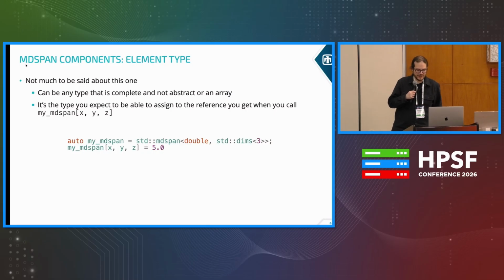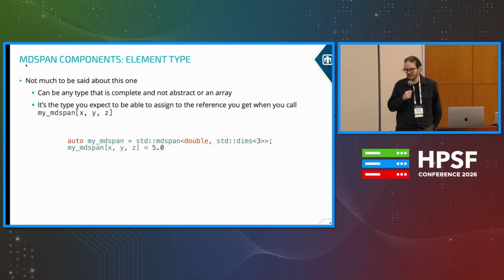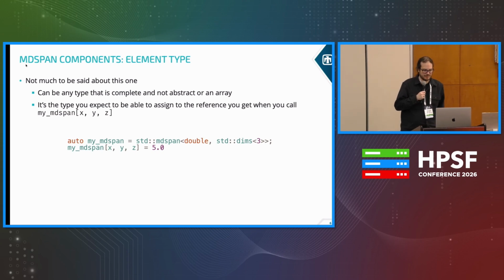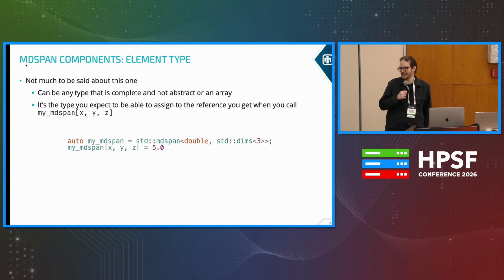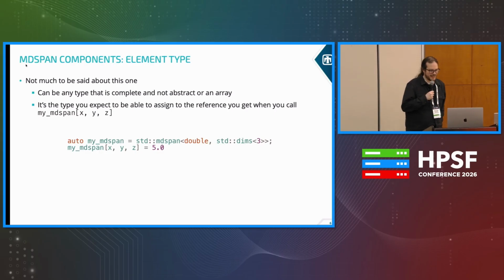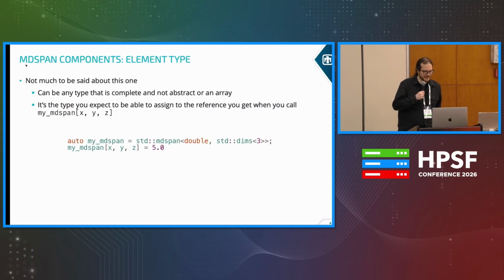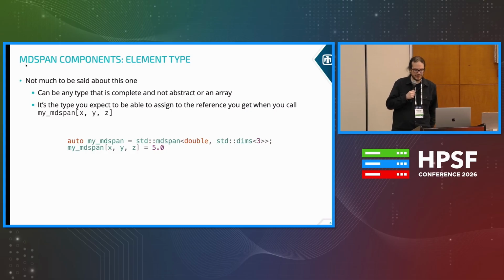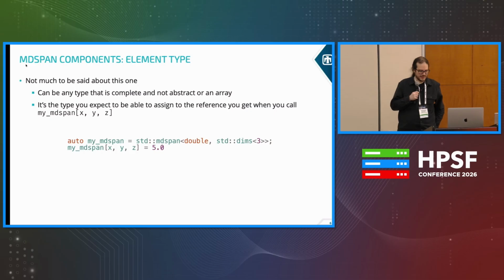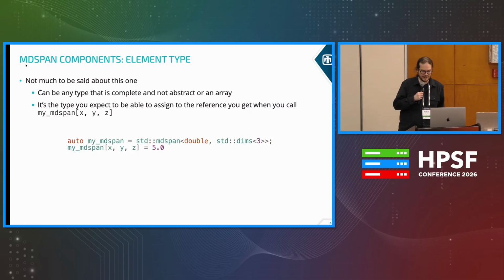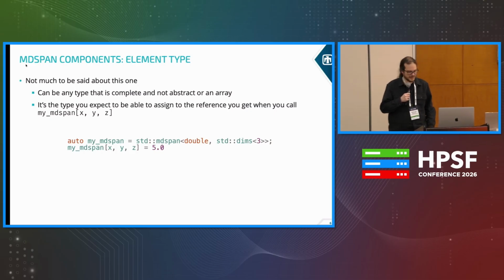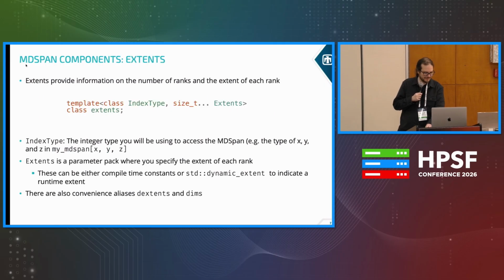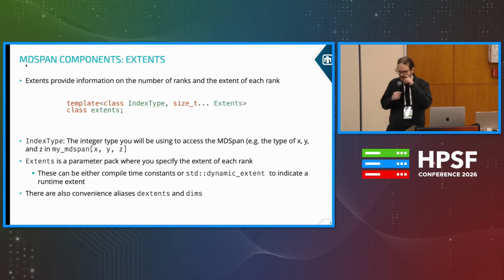So the element type is pretty straightforward. It's just whatever you want to store inside of your array data. It just has to be complete and not abstract. It can't be another array. And so here we have an example where you have some mdspan that stores a double. I'll talk a little bit more about the second parameter, the extents, in the next slide. But essentially, you can just take some elements of that mdspan and assign doubles to them. Pretty straightforward. So the next part is the extents.